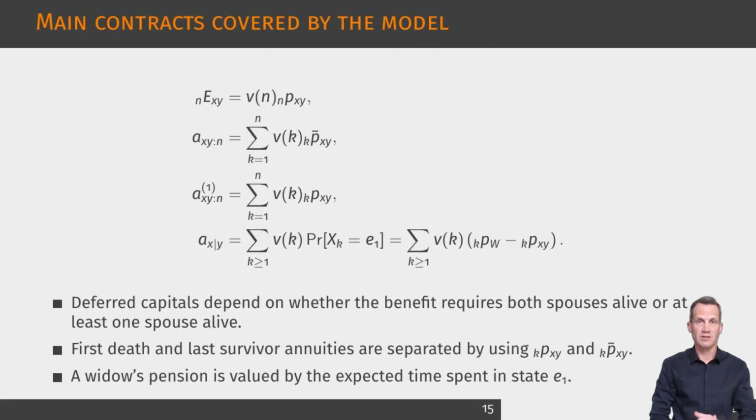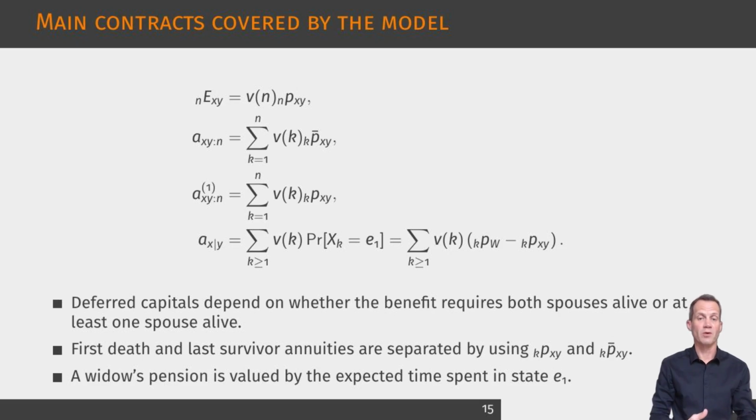The slide summarizes the main products that can be valued within the 4-state framework. A deferred capital may be payable only if both spouses are alive at maturity, or alternatively if at least one spouse is still alive. These 2 cases correspond to first death and last survivor logic, and therefore use different survival probabilities. Immediate annuities can also be written in 2 forms.